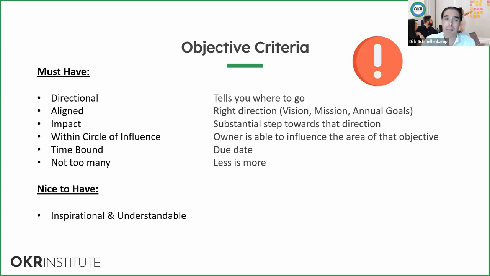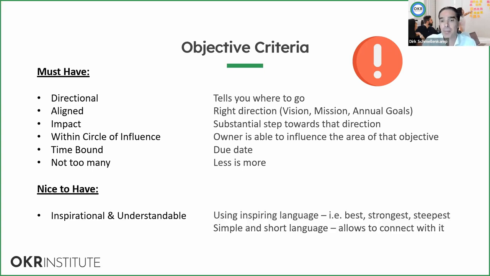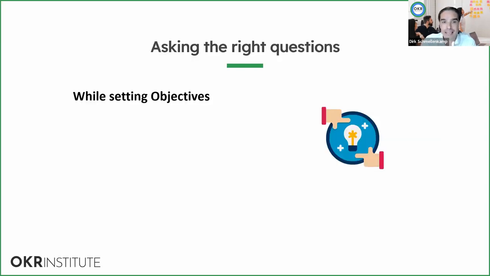Nice to have, but maybe also a must, is inspirational, understandable language. Use a very short expression of your objective. If you want to describe it further, you can do so in a different line, and use inspiring language. Best, strongest, what you want to achieve. And connect with the own language of your organization, so that a new employee doesn't have to read it twice. It's clearly understandable from the beginning. While setting objectives, ask the right questions.